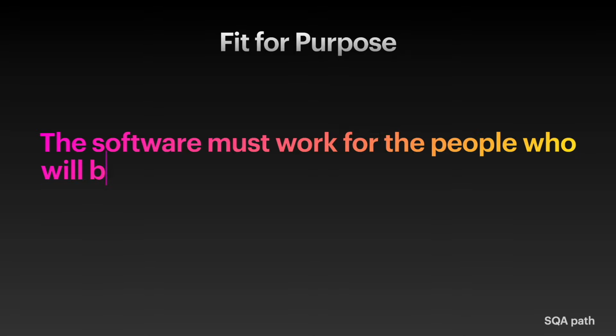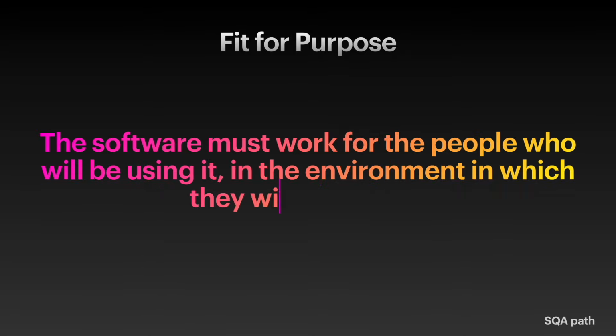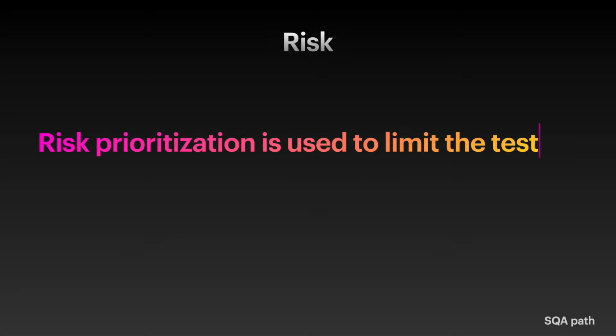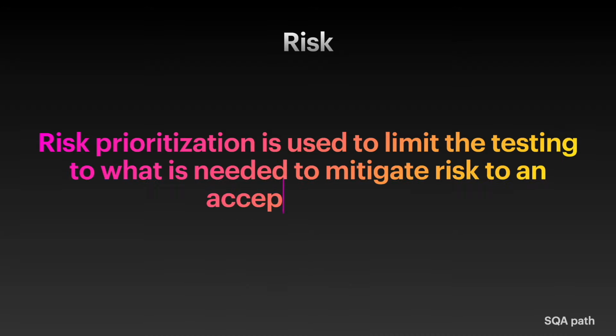All software is designed to fulfill a purpose, but just accomplishing a task is not enough. In order for it to be fit for purpose, the software must work for the people who will be using it, in the environment in which they will be using it. Because there is rarely enough time to perform all the testing possible, risk prioritization is used to limit the testing to what is needed to mitigate risk to an acceptable level. Determining what is acceptable may be a matter of opinion, which is why risk analysis requires cross-functional input to ensure each risk is being considered and rated accurately.